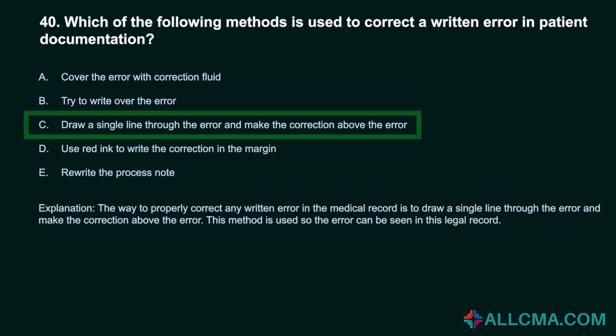The way to properly correct any written error in the medical record is to draw a single line through the error and make the correction above the error. This method is used so the error can be seen in this legal record.